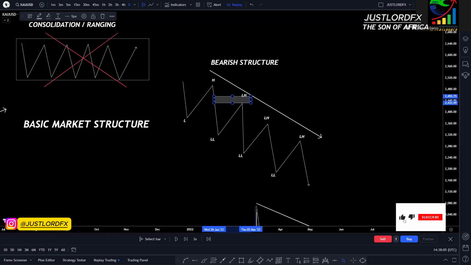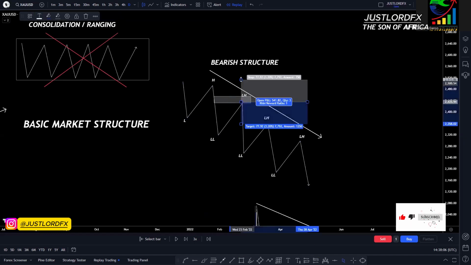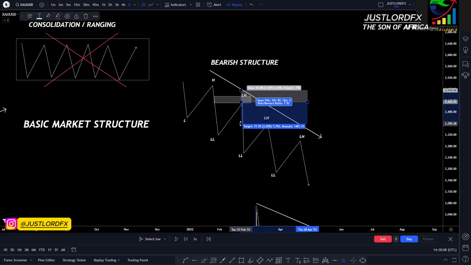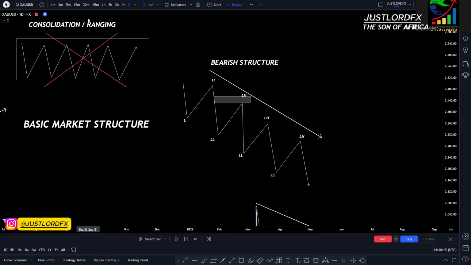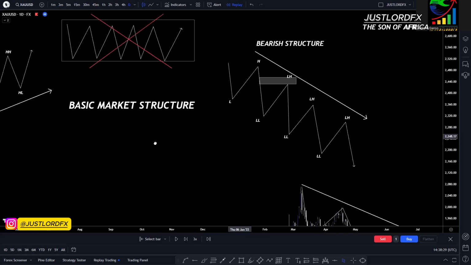So when you get an entry like this, you put your stop loss just above and you go for the previous lower low to be your exit point. Then it continues the cycle. It will print another lower low, come back and print a lower high, print a lower low, and print a lower high. This is what we call market structure, and it is called the trend is your friend, because the market is in a downtrend.